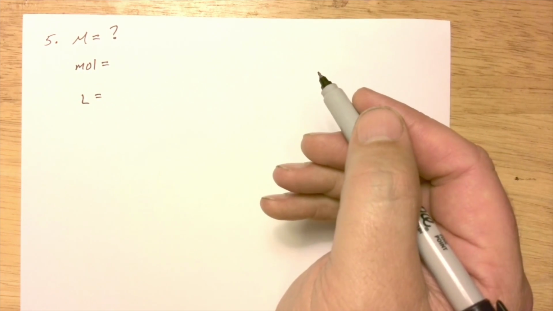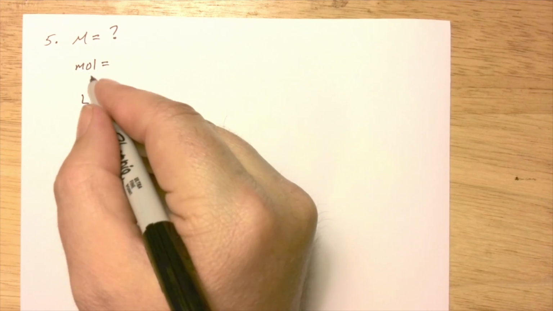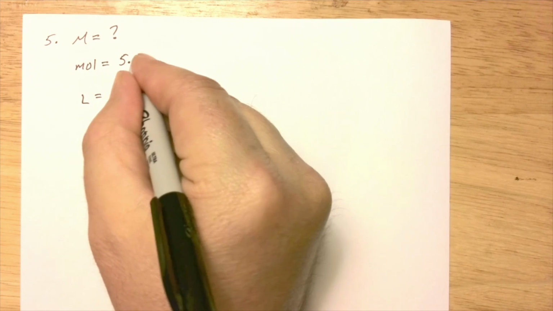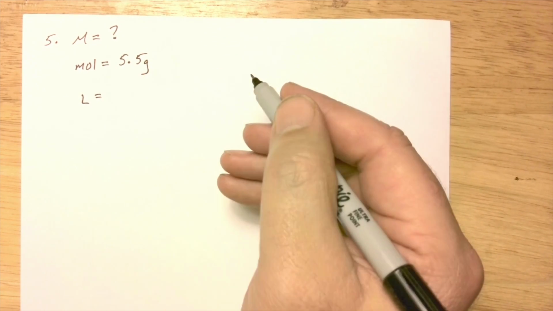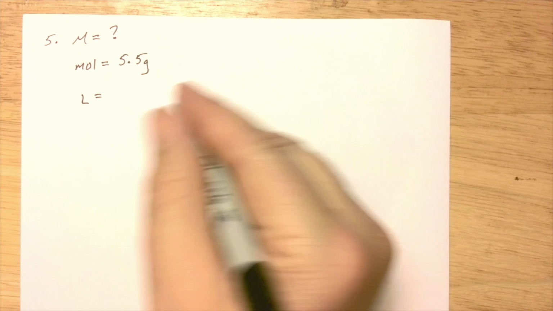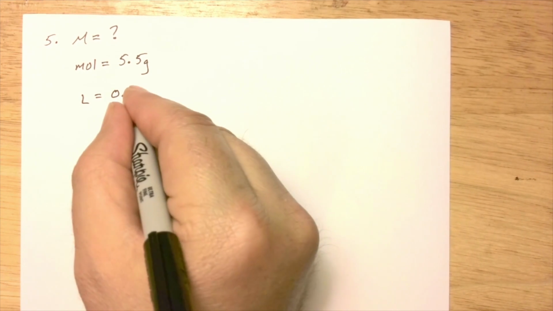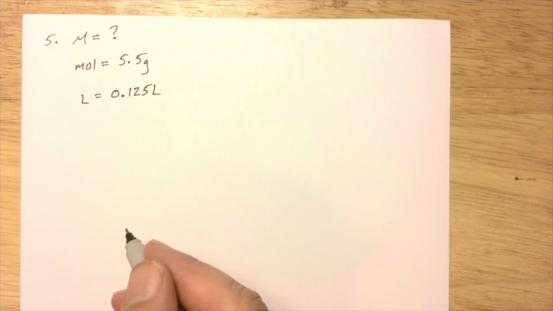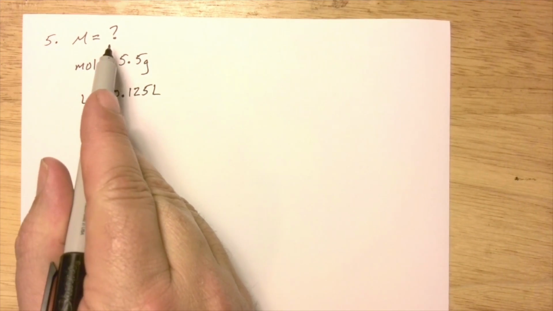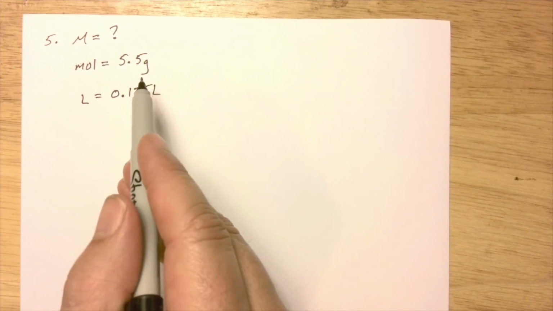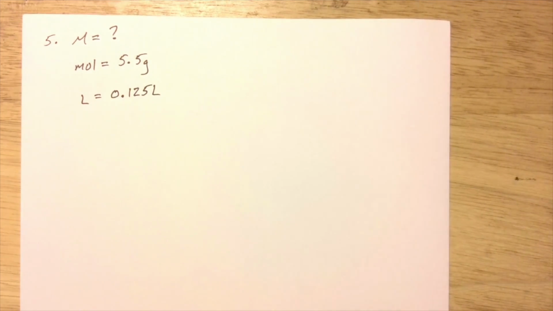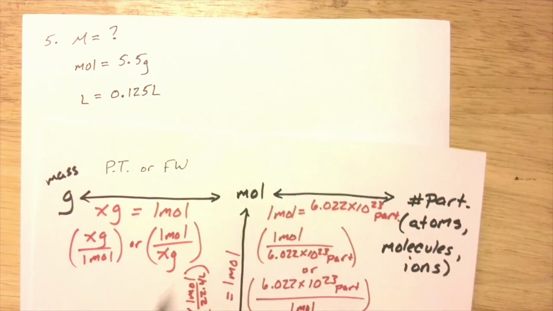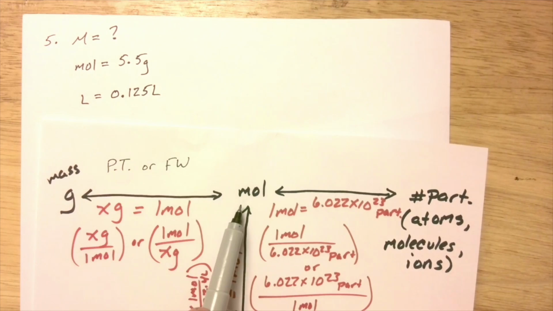We have 5.5 grams. Well, we don't have moles, but grams can be converted into moles. So I'm going to put that information over here. 5.5 grams. And 0.125 liters, which is 125 milliliters. So we need to find out what is the molarity of it. And again, we have the liters, but we need to convert the grams into moles. So we need to use the formula weight.